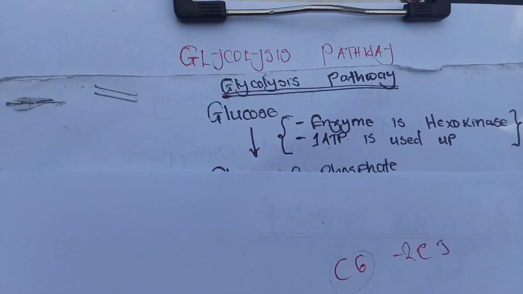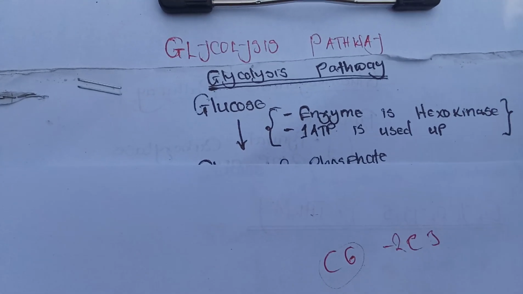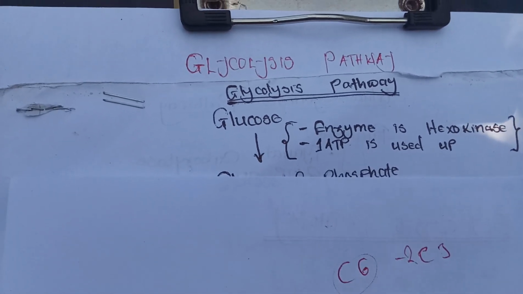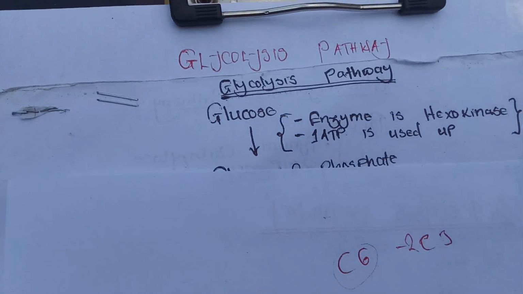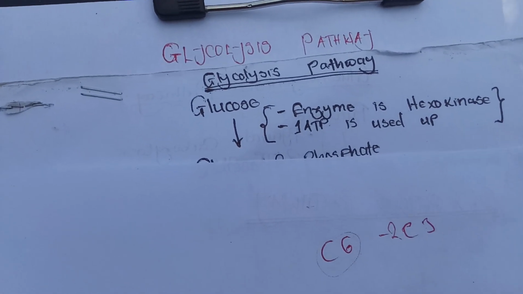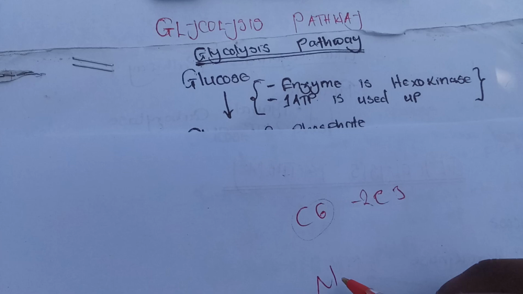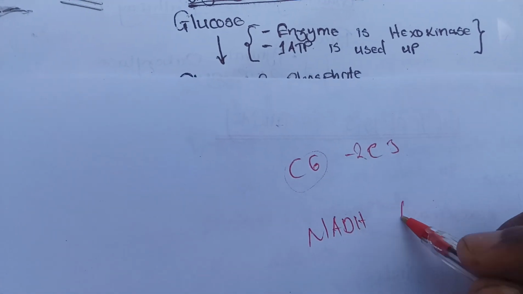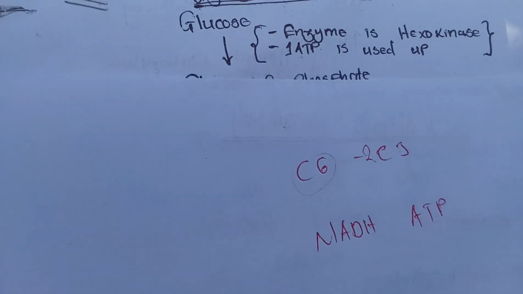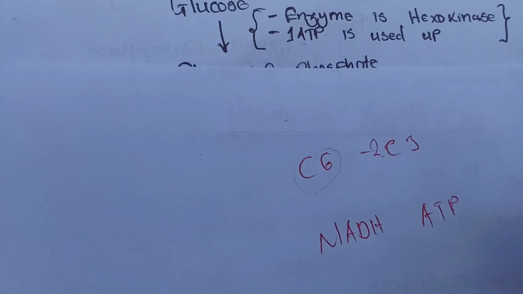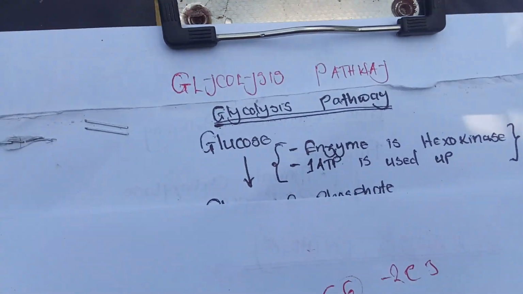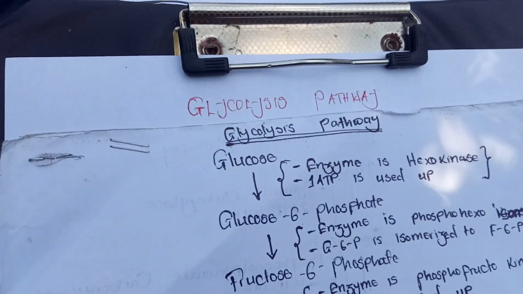With that being said, allow me to also proceed by saying that glycolysis occurs in the cytosol of the cell, and the energy that is yielded from glycolysis is in the form of NADH and ATP. So these are the energy forms that are produced in the glycolysis pathway. Okay, cool. So now let's jump into it.